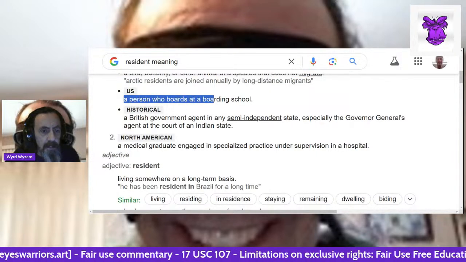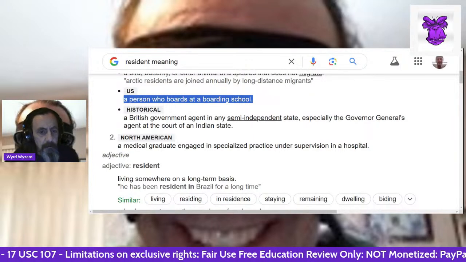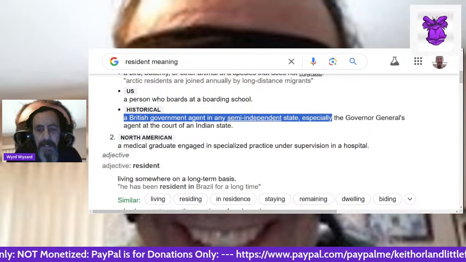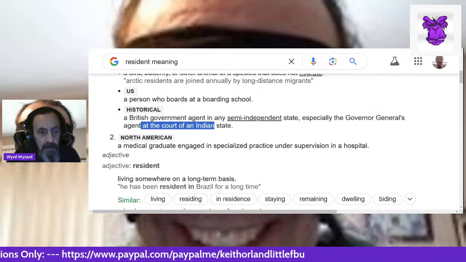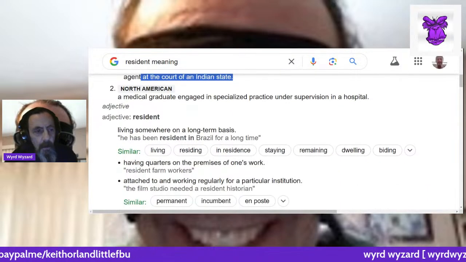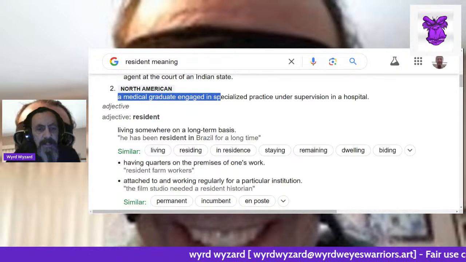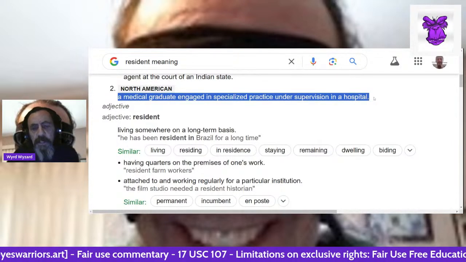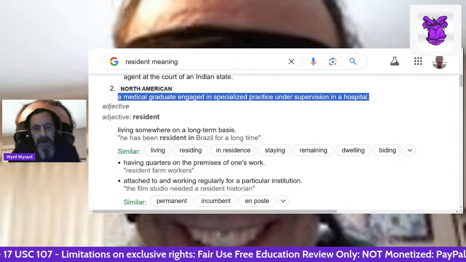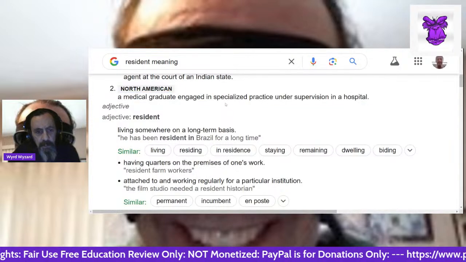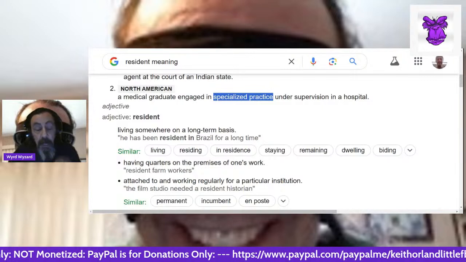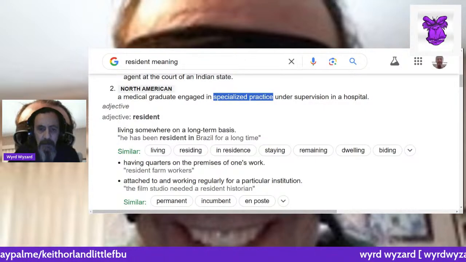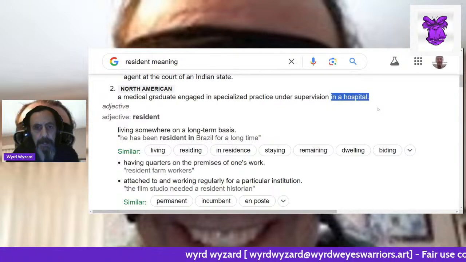U.S., a person who boards at a boarding school. Historical, a British government agent in any semi-independent state, especially the Governor General's agent at the court of an Indian state. North American, a medical graduate engaged in specialized practice under supervision in a hospital. So this is the action of living in the hospital for a long-term period, to gain specialized practice. Normally you don't live in a hospital, but interns specializing in a certain practice will live in the hospital under supervision. It's called residency.